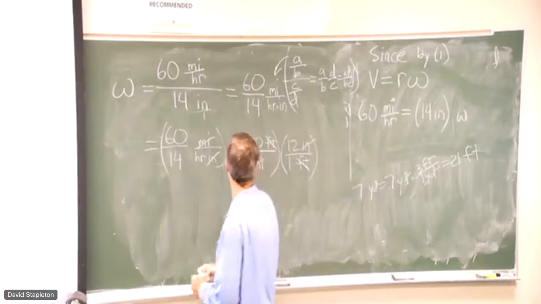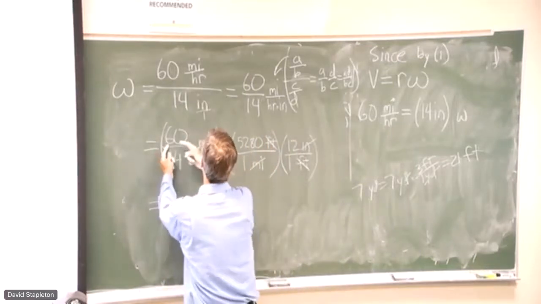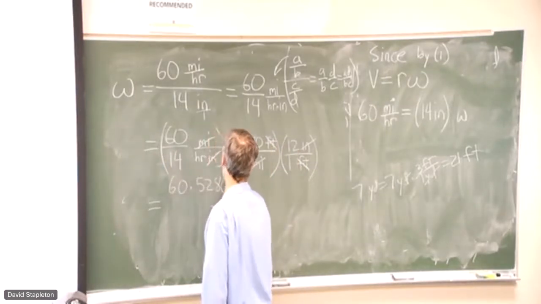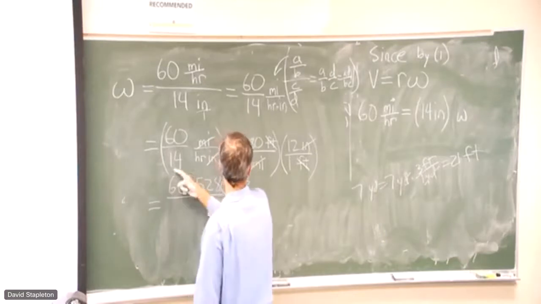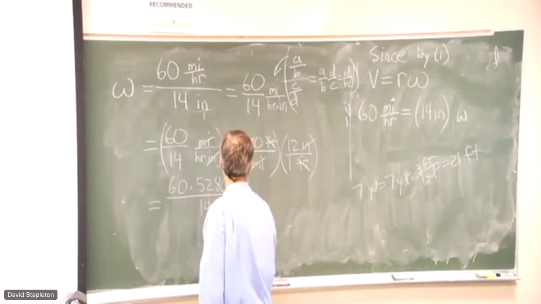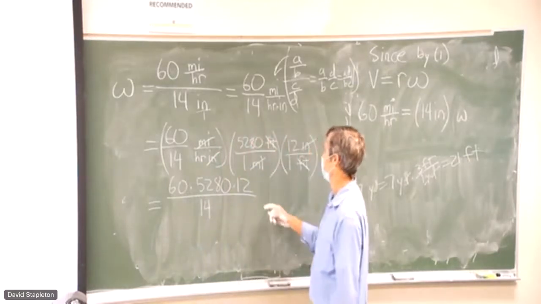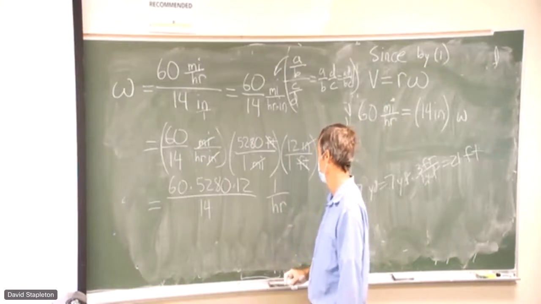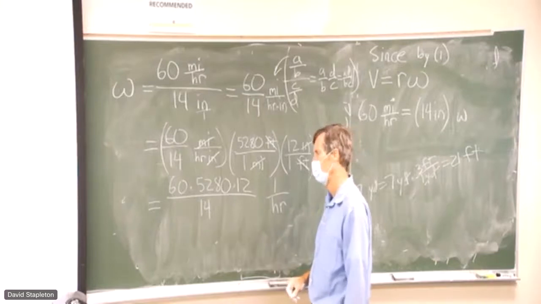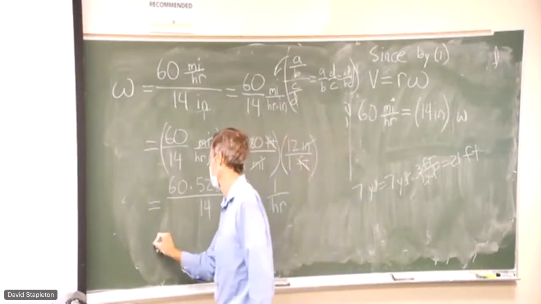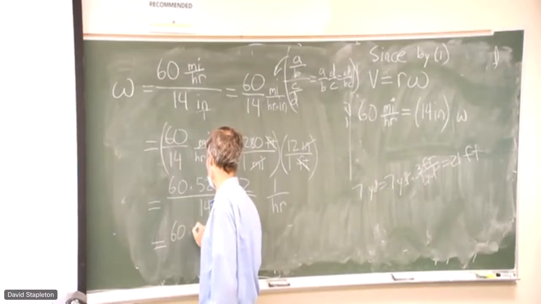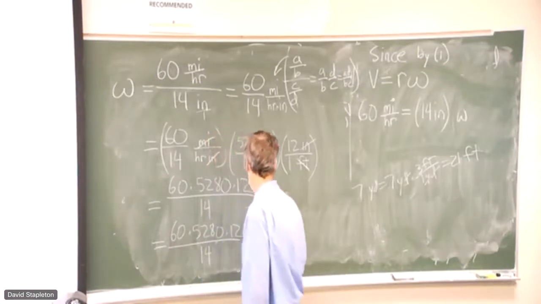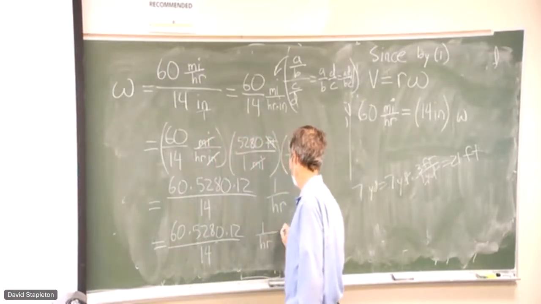I've got just per hour. So again, multiplying these quotients, top times top times top, 60 times 5,280 times 12, all over 14 times 1 times 1, which is just 14. And all I've got left now is 1 over hours. What is that? Well, I'm supposed to get seconds, so I'm going to convert it again, right? I want radians per second. 60 times 5,280 times 12, all over 14 per hour.